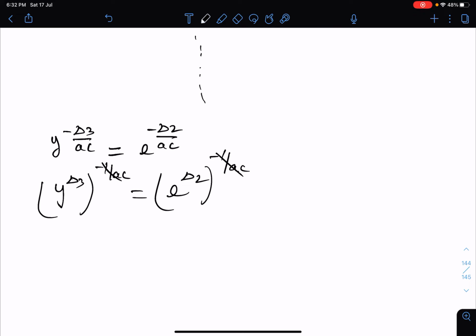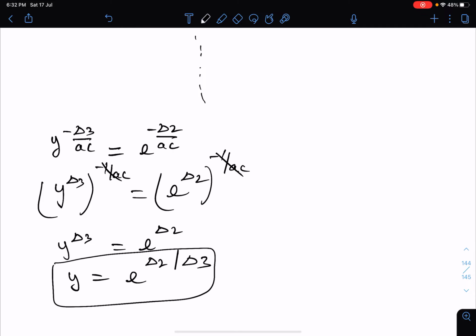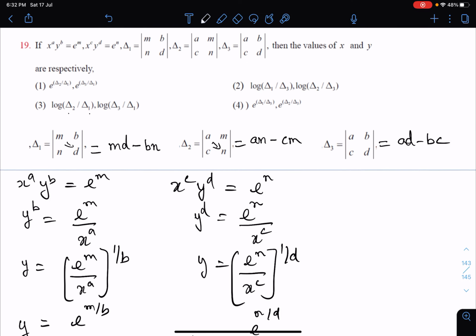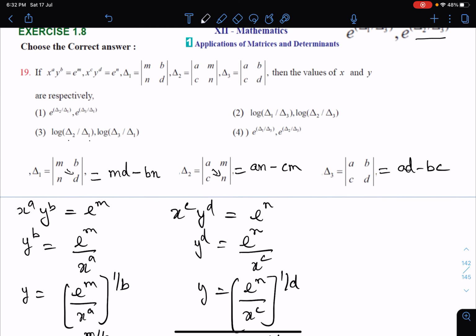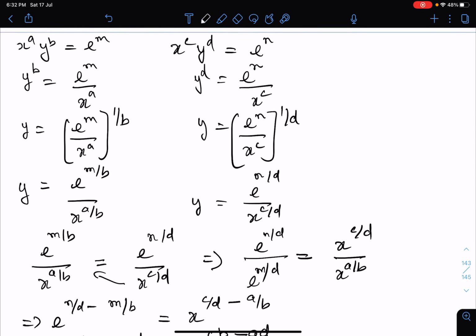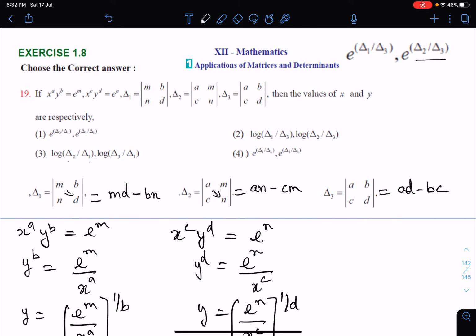Okay, so now you have got y power del 3 equal to e power del 2. So what is our y equal to? E power del 2 by del 3. Have we got the answer there in the highlighted answer? Here you see it is going to be del 2 by del 3. That only we have got here first for y, isn't it? Yeah, del 2 by del 3. So we have got both of them, and it is here in option number 4. So you are going to give the answer as option 4.